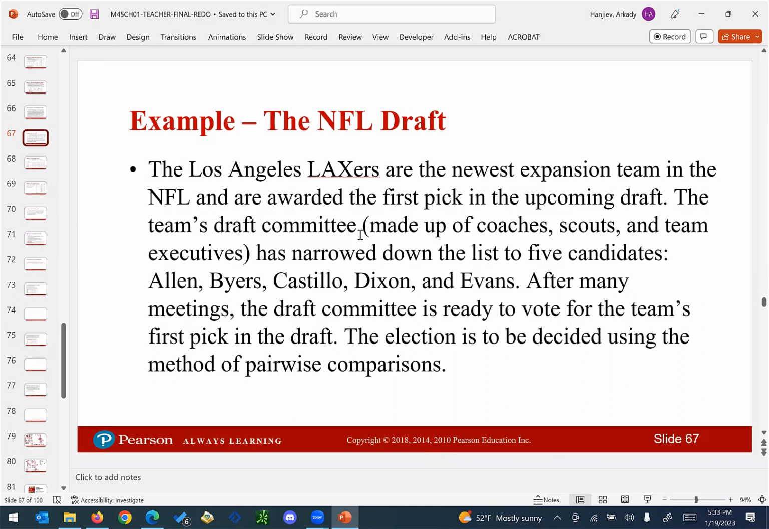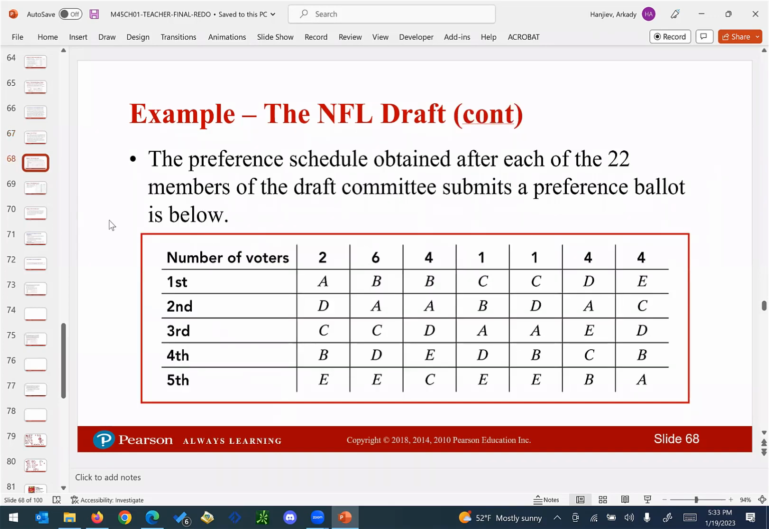The team's committee, made up of coaches, scouts, and team executives, has narrowed down a list of 5 candidates, A, B, C, D, E. After many meetings, the draft committee is ready to vote on the team's first pick of the draft. So the election is to be decided by the pairwise comparison test. So here it is. The coaches and the committee members got together, and here's the voting that has been done.